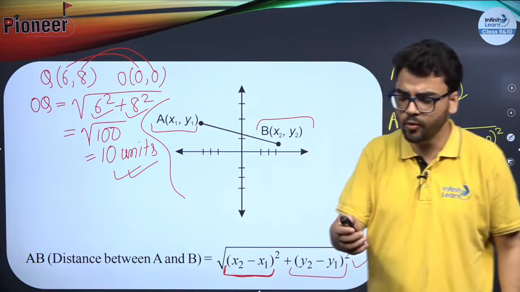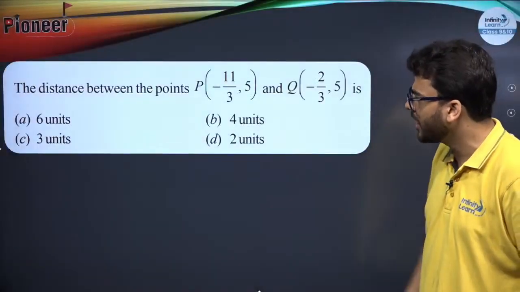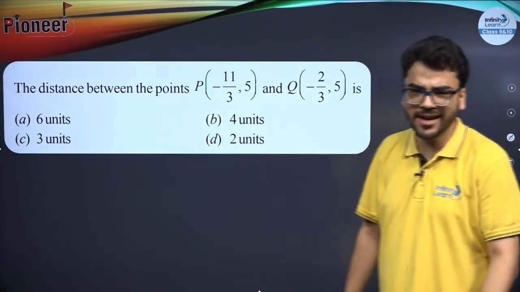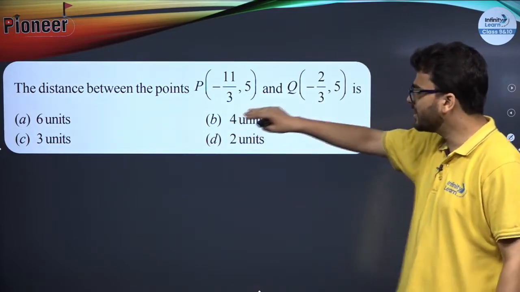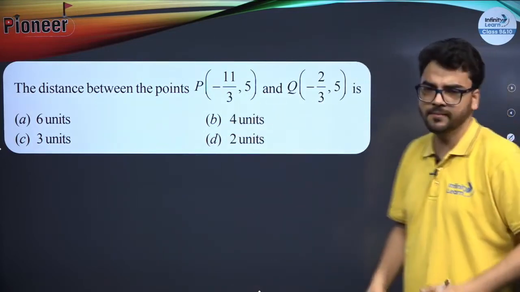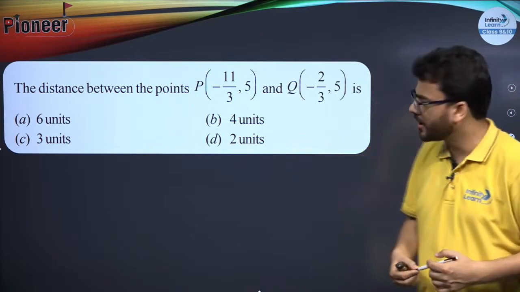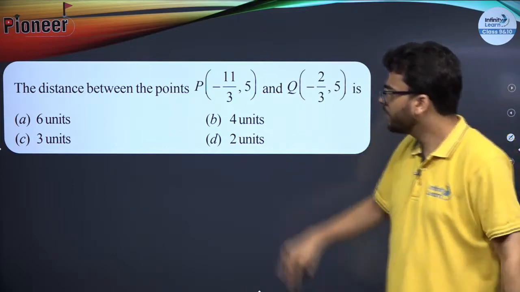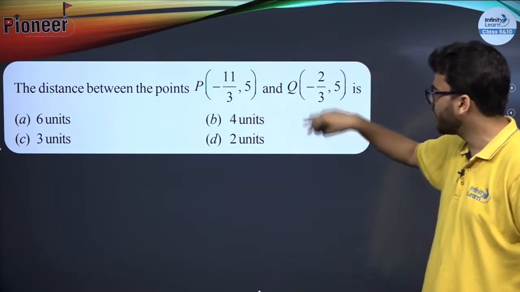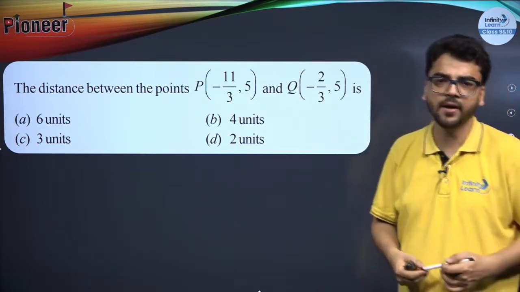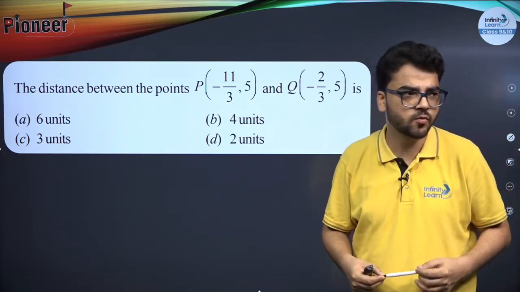Okay, so let's do some questions on the basis of the distance formula. Can you try doing this question? It's again a direct question only. You have to find the distance between these 2 points, the coordinates of which are given. P minus 11 by 3, 5 and Q minus 2 by 3, 5. Can you find the distance between these 2 points over here?